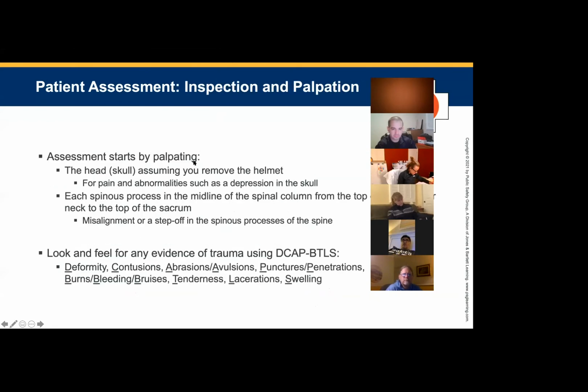All right. So when we talk about assessment, we want to start by palpating the head before we remove the helmet. We want to check for pain and abnormalities such as depression of the skull. We want to check each spinous process. When we talk about the spinous process, those were those protrusions that we talked about earlier. And the way we're going to check them is by feeling each individual vertebrae of the back and neck. What we're looking for is misalignment or step off of a spinal process.